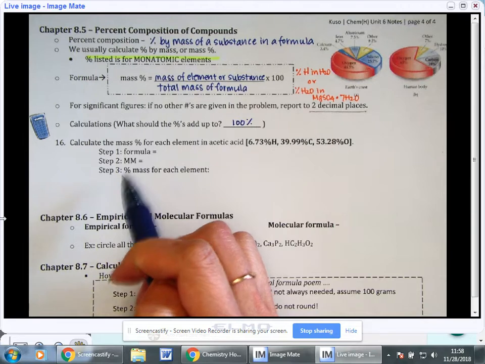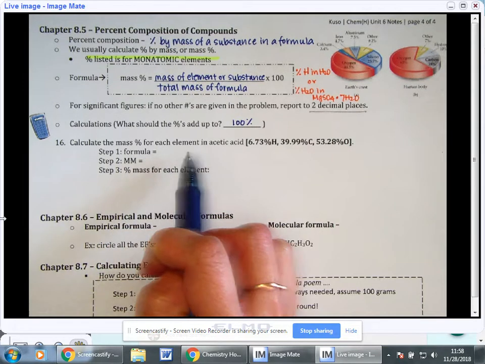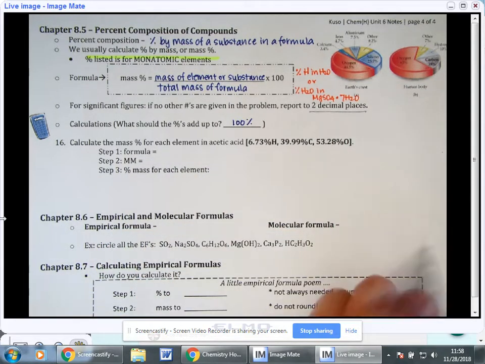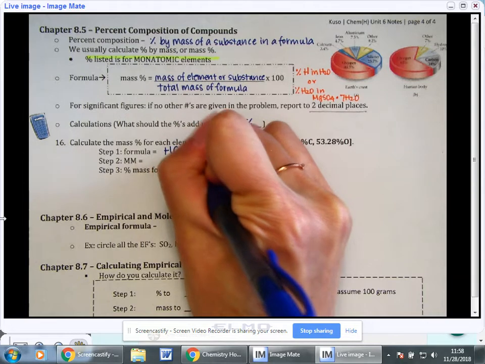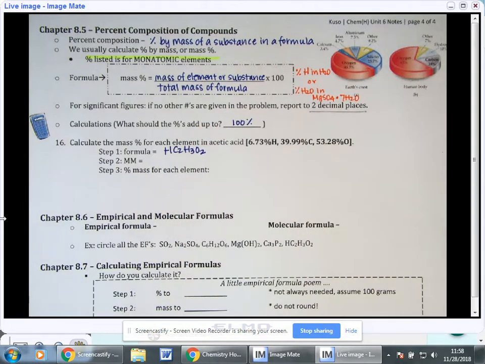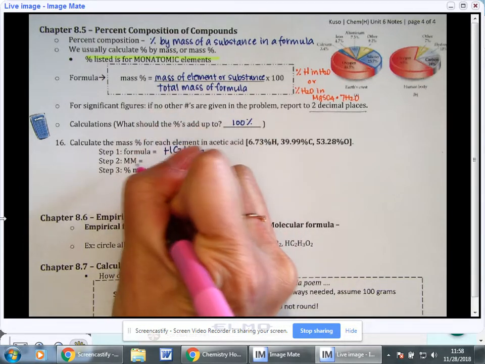One example problem would be to calculate the mass percent for each element in acetic acid. So the first thing that we have to do is figure out what the formula of acetic acid is. And the formula is HC2H3O2. Then the next step is we're going to calculate the MM. So MM stands for molar mass.